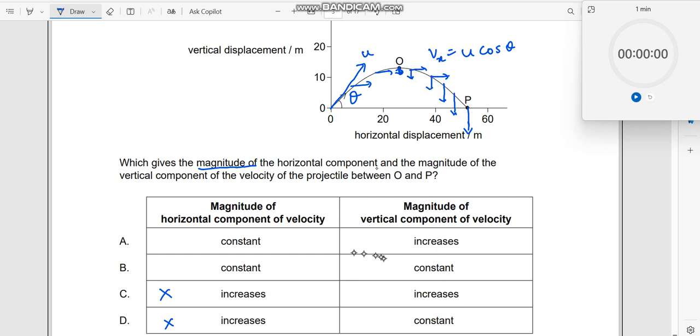Which is the correct answer? So this is the correct answer. Okay, let us move on to the next question.